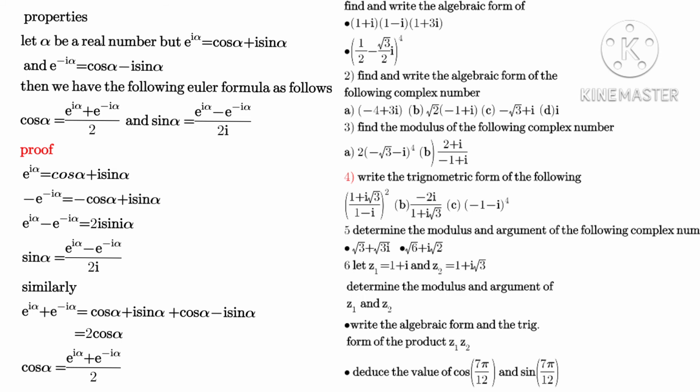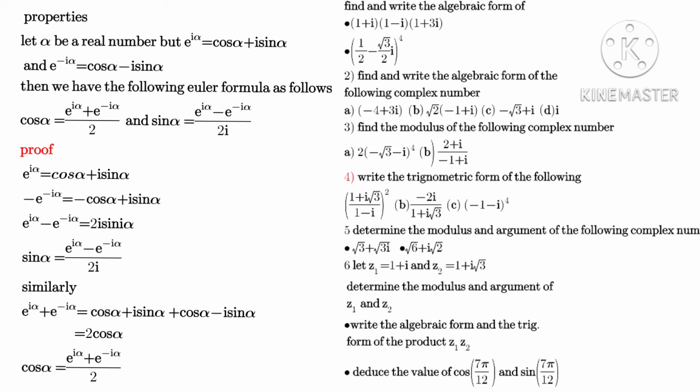So we have some other properties. Let alpha be a real number such that e raised to power i alpha equals cos alpha plus i sine alpha. So we have to prove from the Euler formula that cos alpha is equal to e raised to power i alpha plus e raised to power minus i alpha over 2. Similarly for sine alpha, but sine alpha is having over 2i.